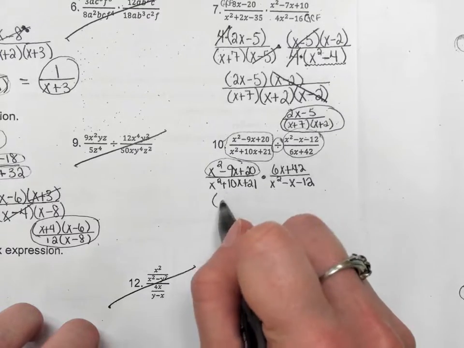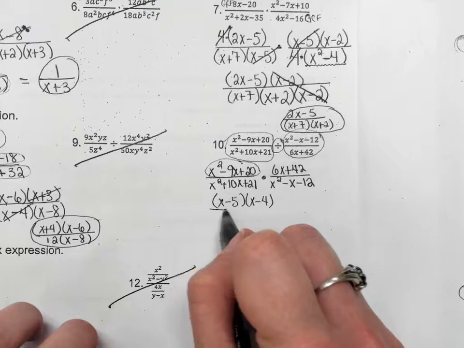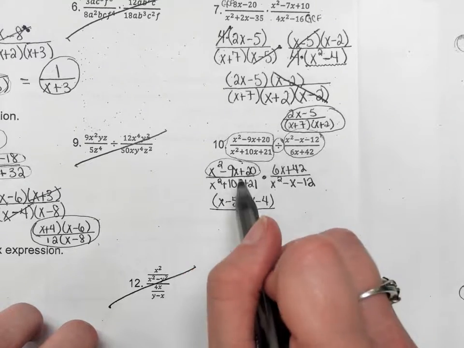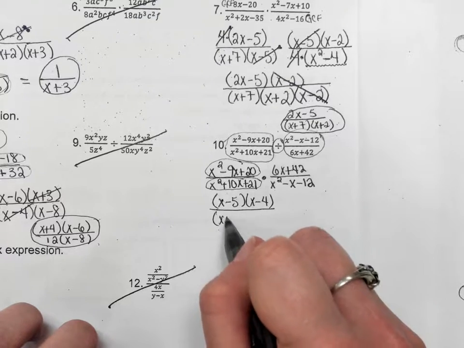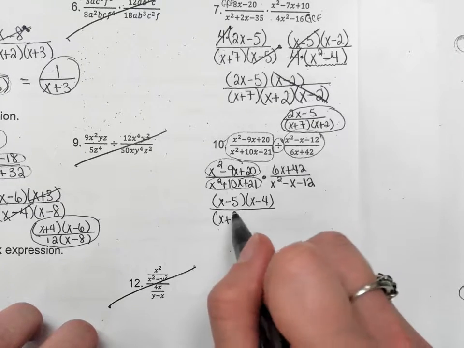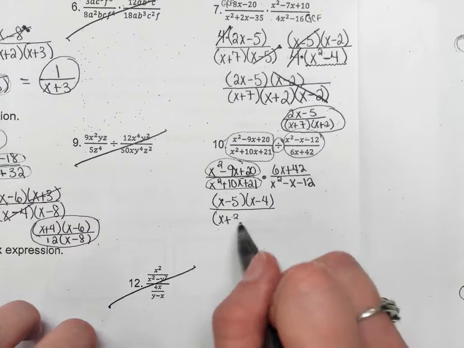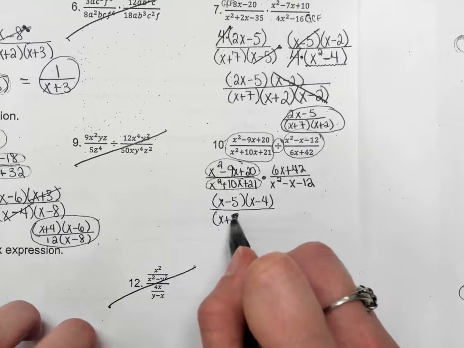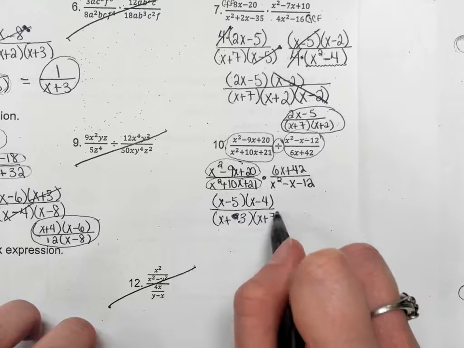That factors as x minus 5 and x minus 4. And on the bottom, that factors as x plus 3 and x plus 7.